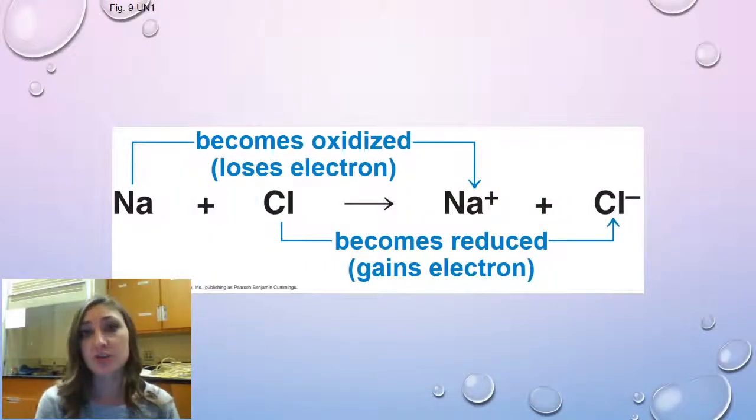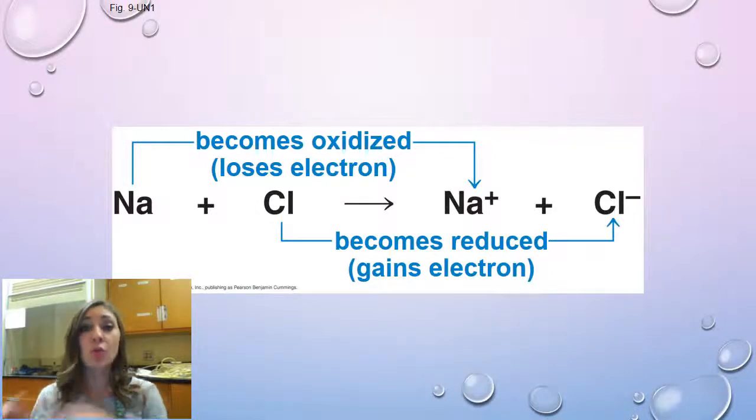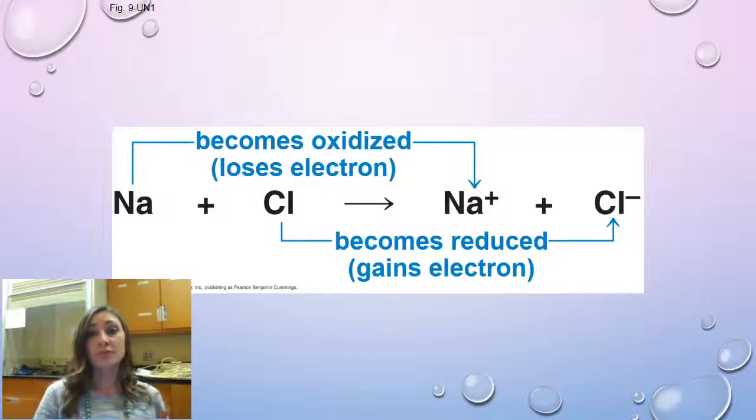This is a simple reaction to show us where the electrons are transferred and the terminology that you'd use to explain that. So in this equation, you have sodium, which loses an electron to chlorine. It becomes oxidized because it's lost an electron. Chlorine becomes reduced because it gains that electron from sodium. So chlorine is reduced, gains electrons, and sodium is oxidized because it's lost an electron.